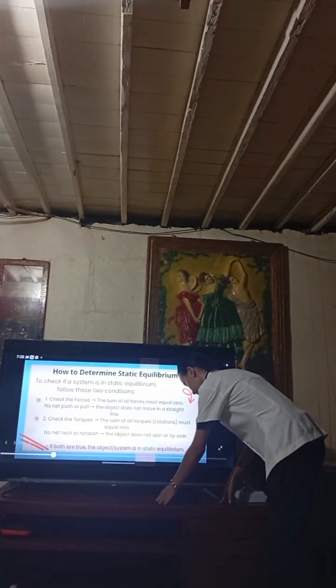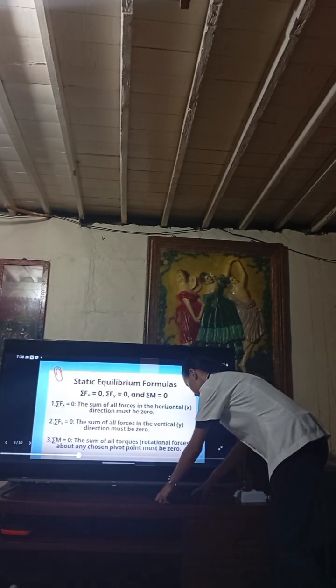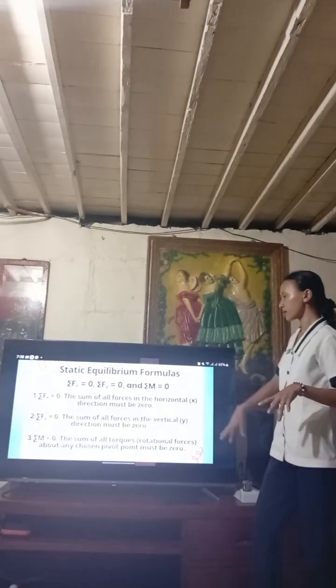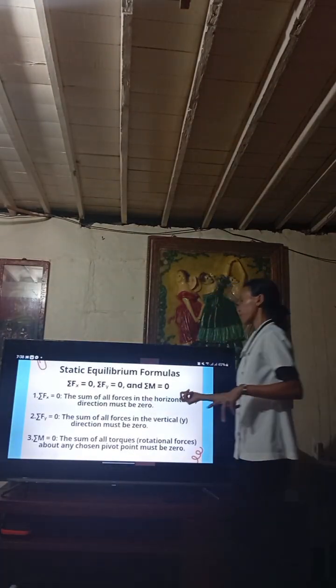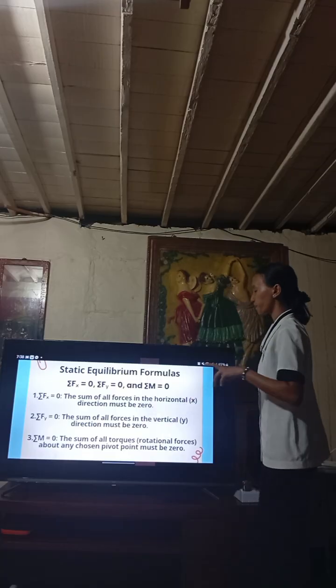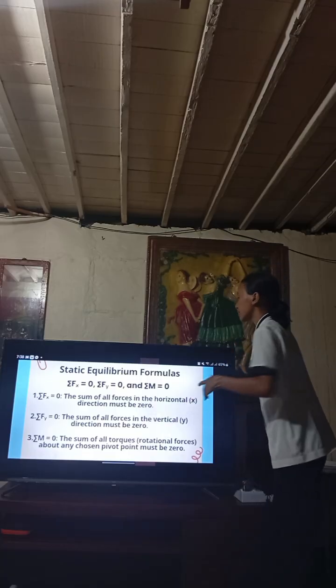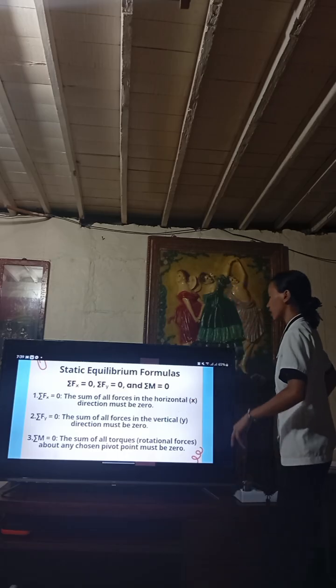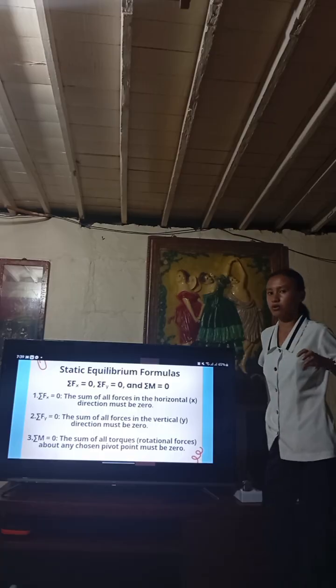So next, these are the formulas of static equilibrium. The first is Fx equals 0. The sum of all the forces in the horizontal or x direction must be 0.